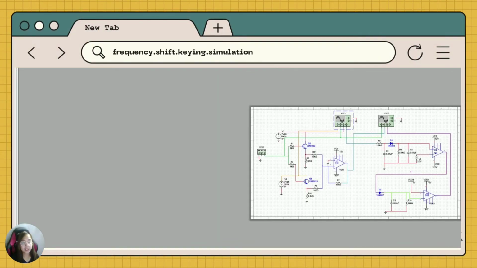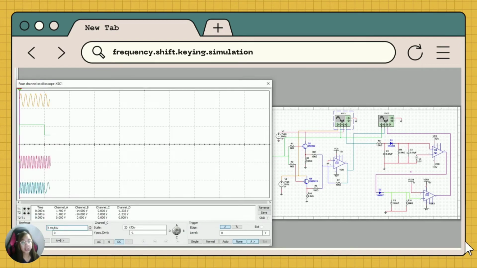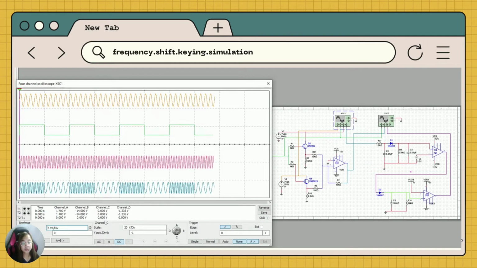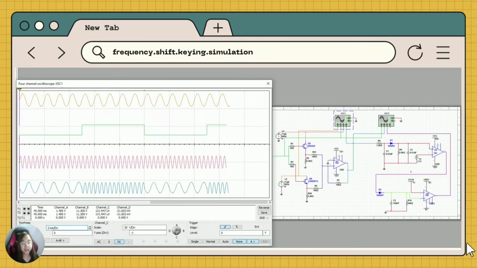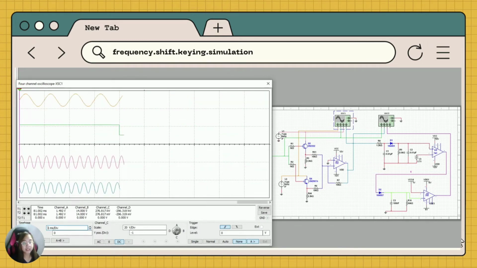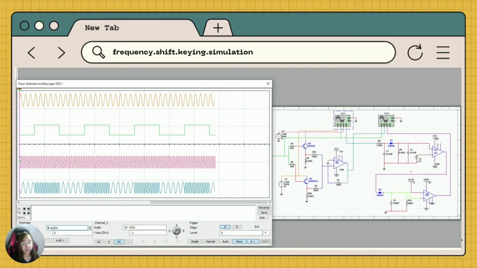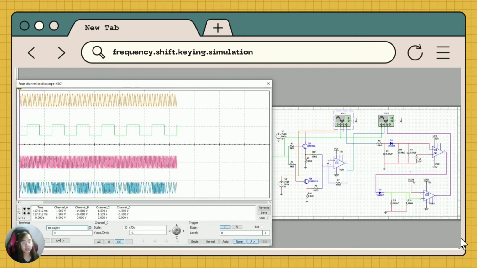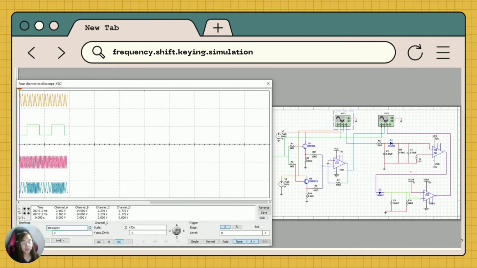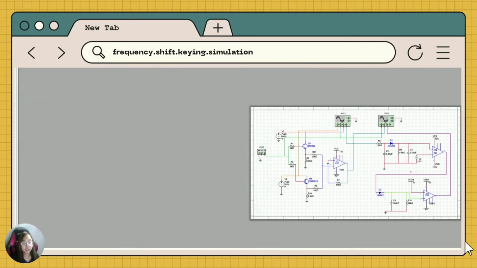On this slide is a simulation of the modulation and demodulation circuit. The first part is the modulation part, while the second part is the demodulation part. The first part is connected to the modulation circuit, and the second part is connected to the demodulator circuit. Different waveforms are being generated by the entire circuit.